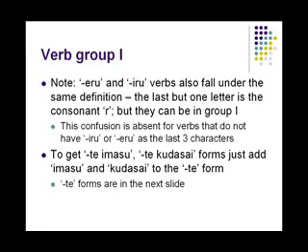If it happens to be Eru or Iru, the last three characters happen to be Eru or Iru, then you may have some confusion. To get the te imasu and the te kudasai forms, we need to append imasu and kudasai to the te form. The rules for this te form are in the next slide.